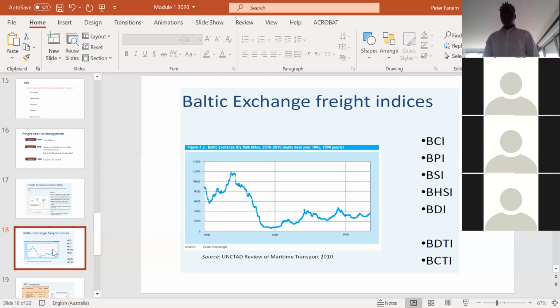So for the freight derivative contract to go ahead, one of the components is that you need to have reliable indices. That is because if you don't have reliable indices, you try to negotiate based on some indices which somebody can influence, you will be at a loss at the end. And the best way is to use an independent organization that brings out these freight indices.